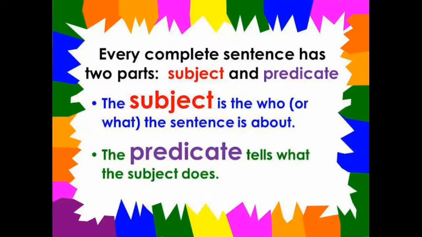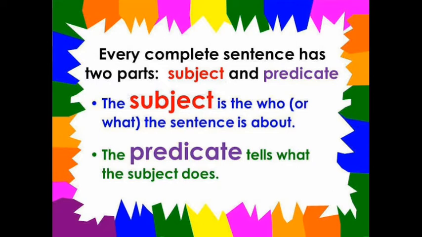Every complete sentence has two parts. Two parts make up a sentence, the subject and the predicate. The subject is the doer or the performer of an action. It is who or what the sentence is about, okay? And in most cases, the subject begins a sentence.